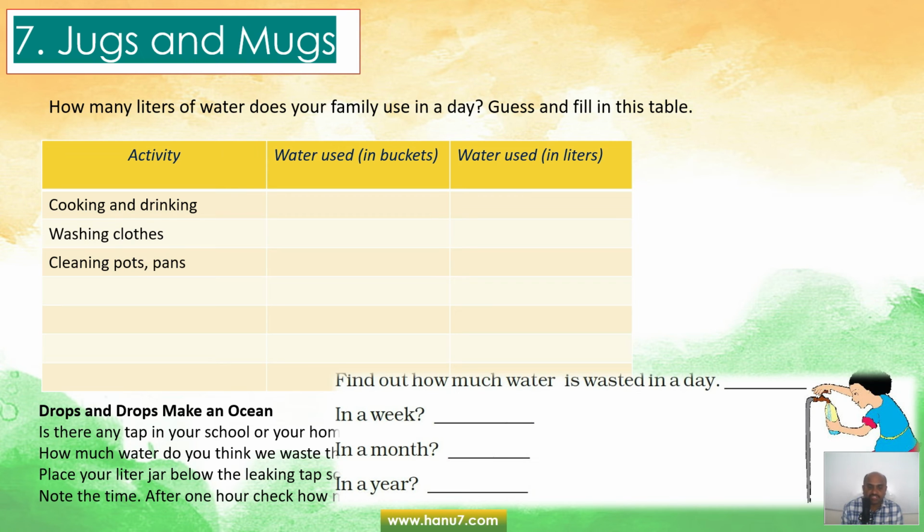Okay, so that's where this rhyme comes. Drops and drops make an ocean. Okay, so just note down how much water is going wasted in a week, in a month, and in a year at your school or at your home or wherever you see this.